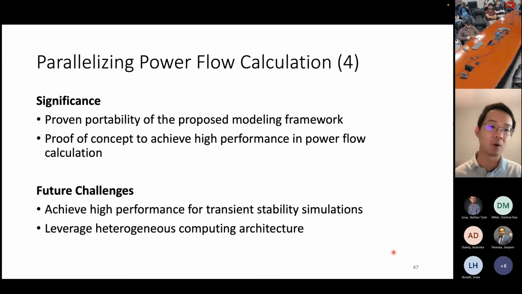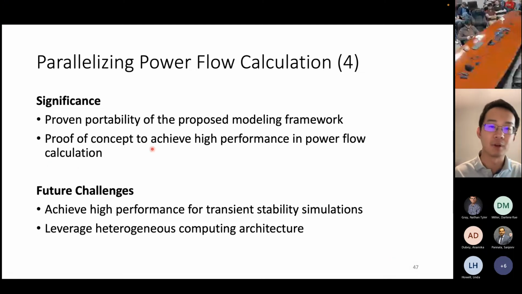So the significance of this work is that we have proven the portability of the proposed modeling framework. There is a way to generate code into Julia and leverage the high performance framework in Julia.